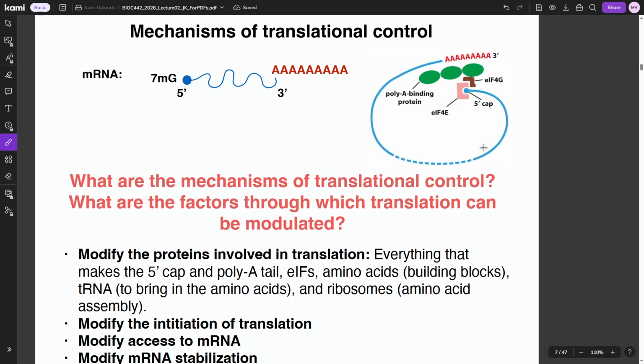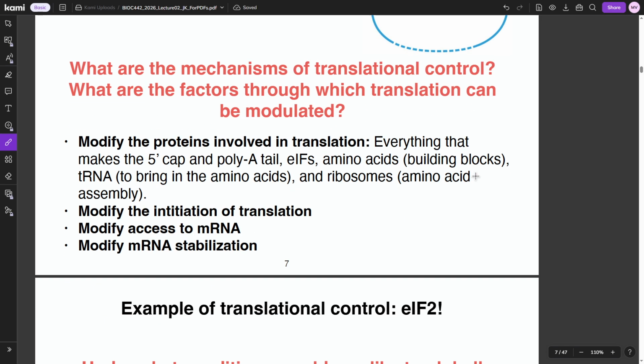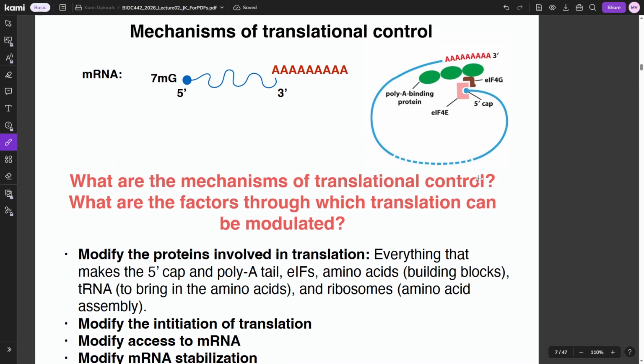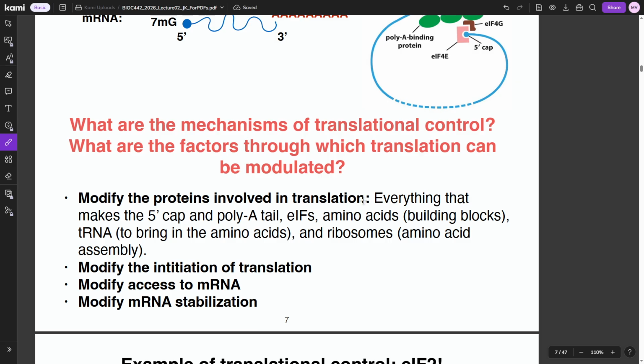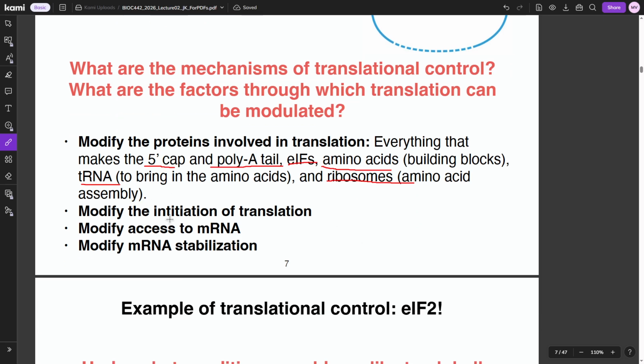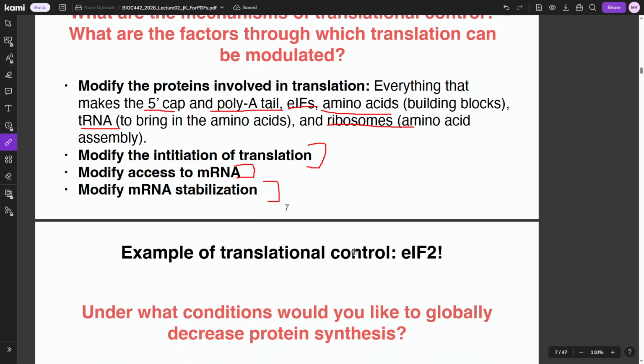So what are the mechanisms of translational control? What are the factors through which translation can be modulated? There's a bunch of ways you can do it. Anything that modifies the 5' cap process, the poly A tail, the EIFs, the EIF2s, amino acids, tRNAs. There's a whole bunch of ways you can change this. Basically, you can modify initiation, modify access to the mRNA, and modify stability.